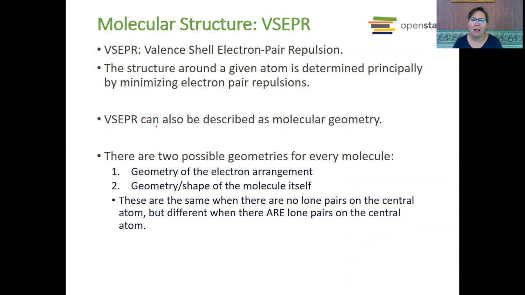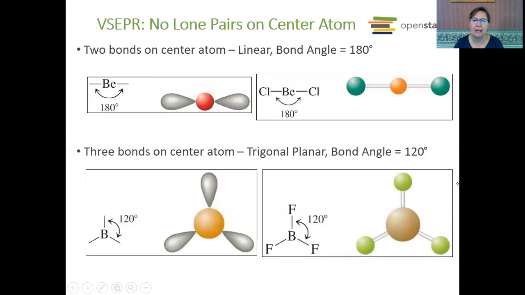So there are 2 possible geometries for every molecule. There's the geometry of the electron arrangement, or the electron arrangement structure. It's called different things. And the other one is the geometry, shape, or structure of the molecule itself. And in this one, you kind of ignore that. So these are the same if there are no lone pairs on the central atom. But they are different if there are lone pairs on the central atom. So that's what we're going to be looking at next.